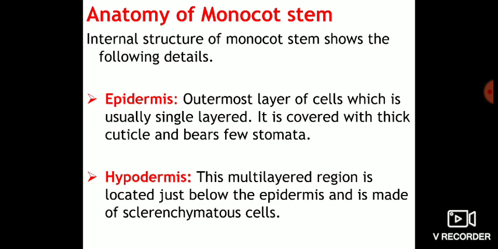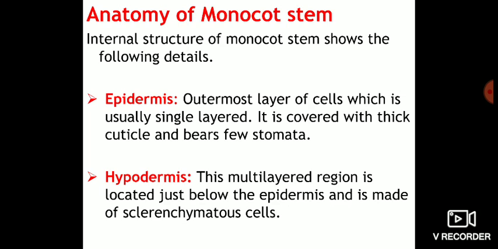If you will take a transverse section of monocot stem and place it under the microscope, you will observe the following internal structural details. Starting from the periphery towards the center, the first region that you will encounter is epidermis. Epidermis is the outermost layer of cells, which is usually single layered.